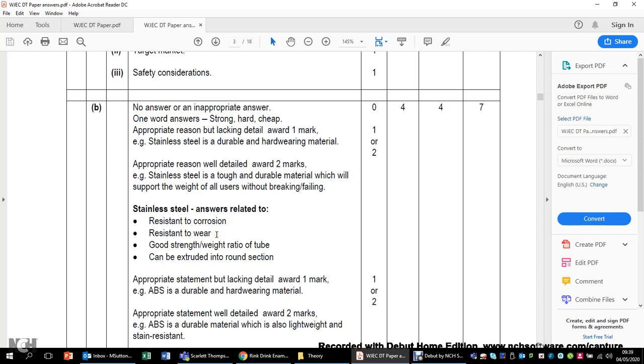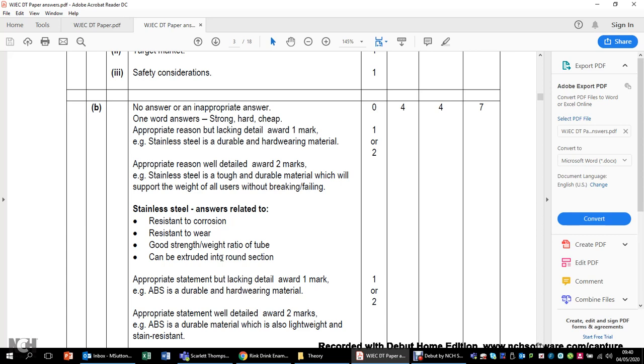Resistant to wear, so again you could say that one, it's resistant to wear, therefore the continuous use of folding and unfolding will not make the metal brittle. Good strength to weight ratio of the tube. Again, stainless steel is a fairly light material, which means that it's good for a folding chair, which is going to need to be carried around, both in a car and also potentially by hand, and can be extruded into a round section, which reduces the overall weight while still maintaining structural rigidity.